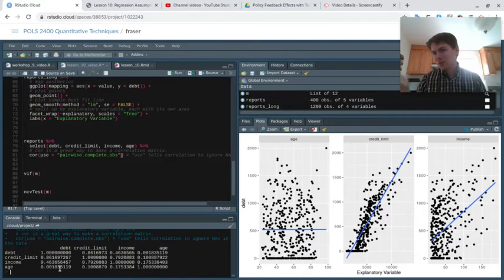So that's useful. But what we really care about is credit limit, one predictor, correlated with income, another predictor? And it does appear to be rather strongly correlated. And it doesn't appear to be very strongly correlated with age. But there is something going on right here with credit limit and income. So that makes me wonder, maybe there's some multicollinearity happening in our model.